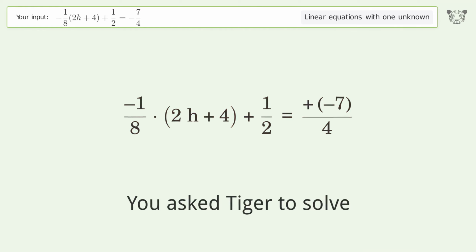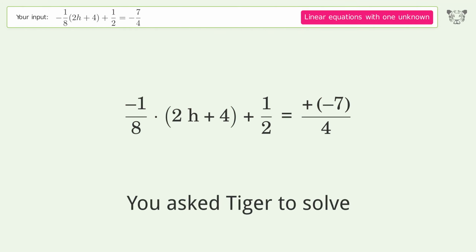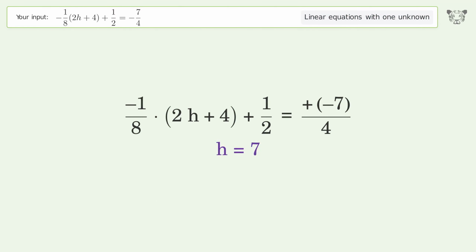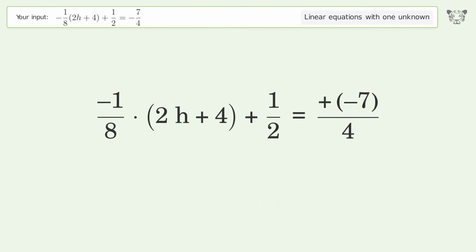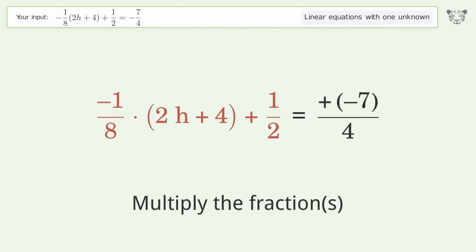You ask Tiger to solve. This deals with linear equations with one unknown. The final result is h equals 7. Let's solve it step by step. Simplify the expression. Multiply the fractions.